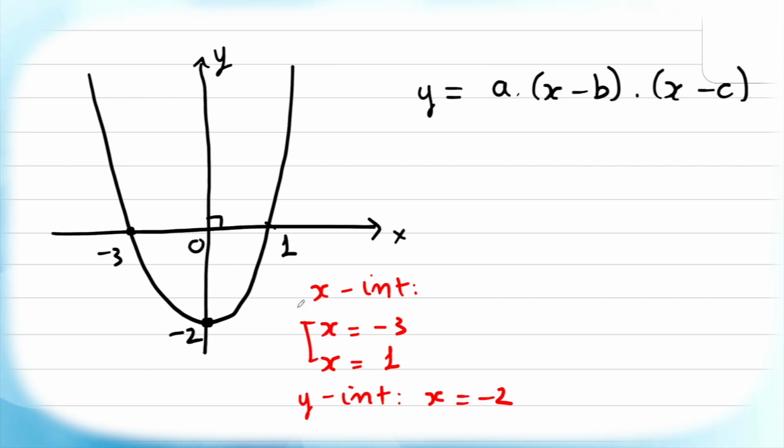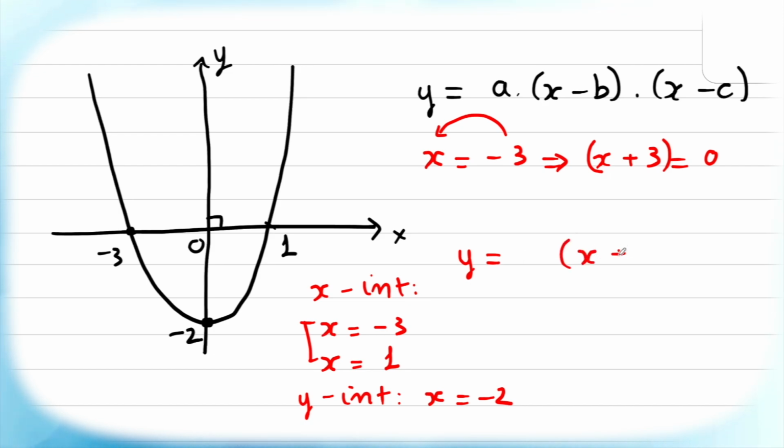The x-intercepts are very easy to figure out. From the x-intercept x equal to -3, we can set up the bracket. You got x plus 3 equal to 0. This one will be one bracket. X equal to -3, move -3 from right to left, it becomes x plus 3, and x plus 3 will be one bracket. The first bracket you got here is x plus 3, and then you still have a, and you still have x minus c.